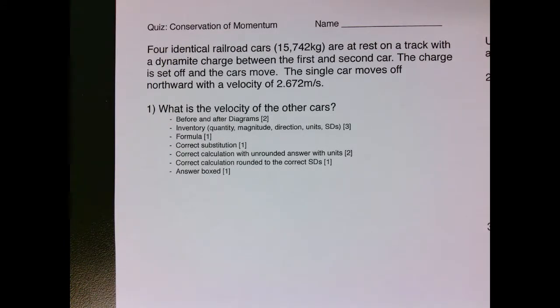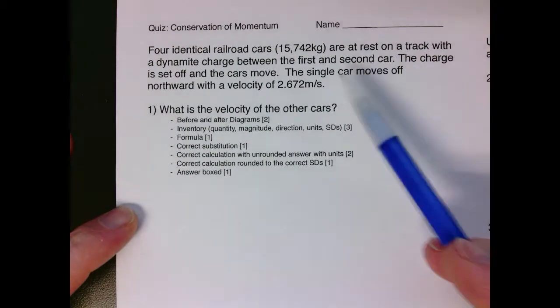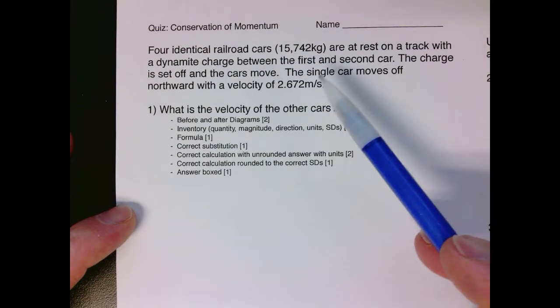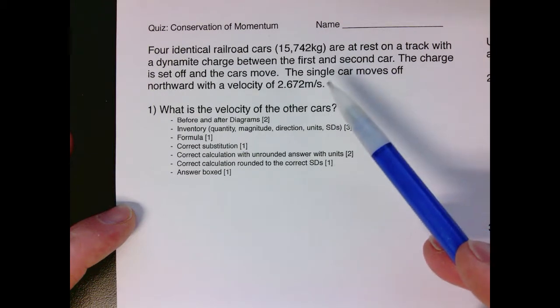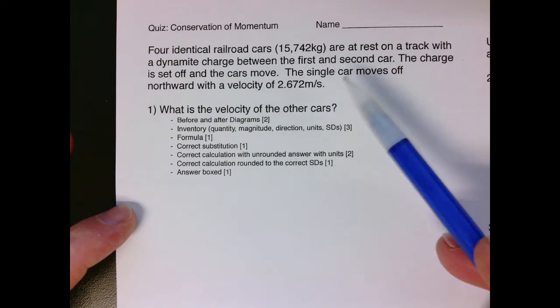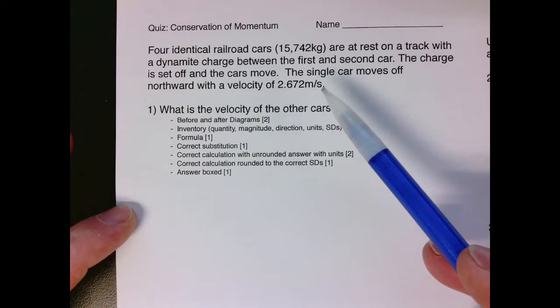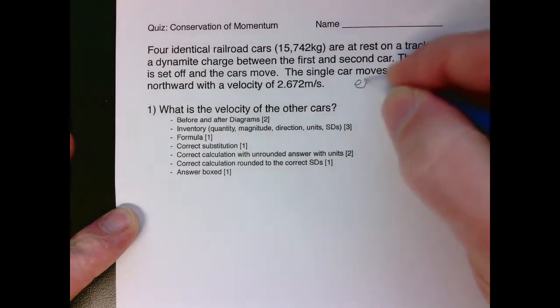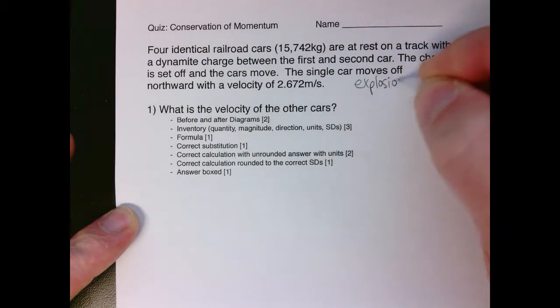Conservation of momentum number 1. So we read the scenario. Four cars on a track together. There's a dynamite charge. The charge goes off. The cars move, and one car moves off to the north. So in this case, we have an explosion. So we take note that this is an explosion.